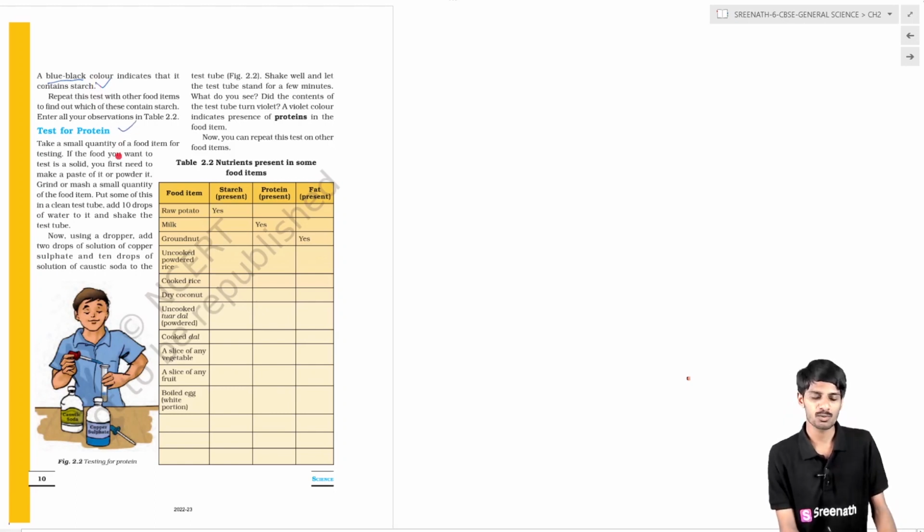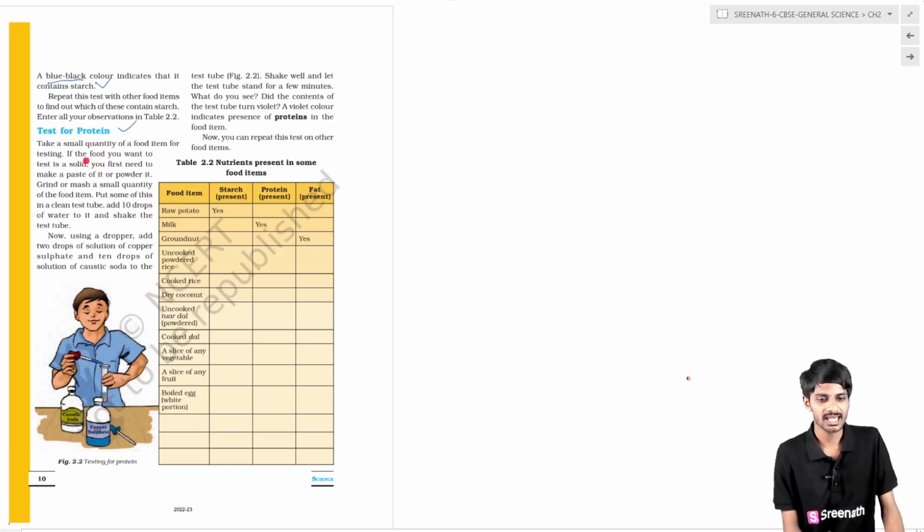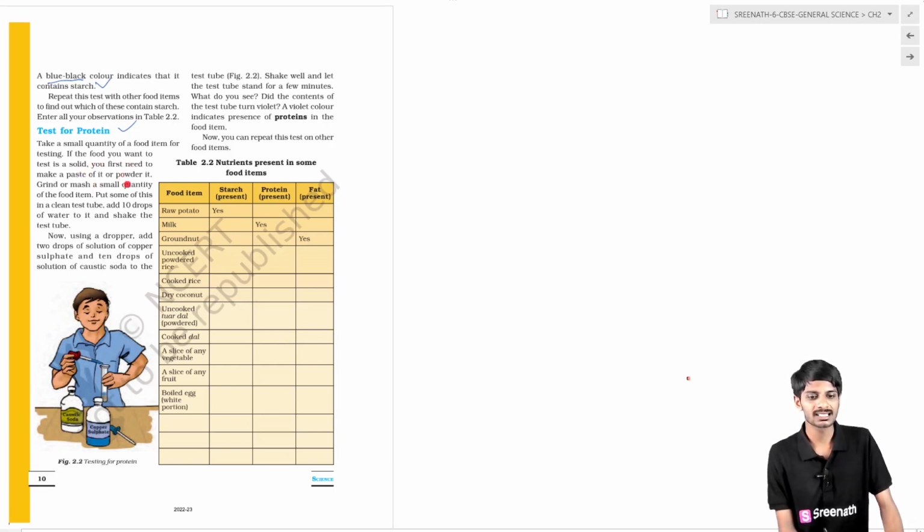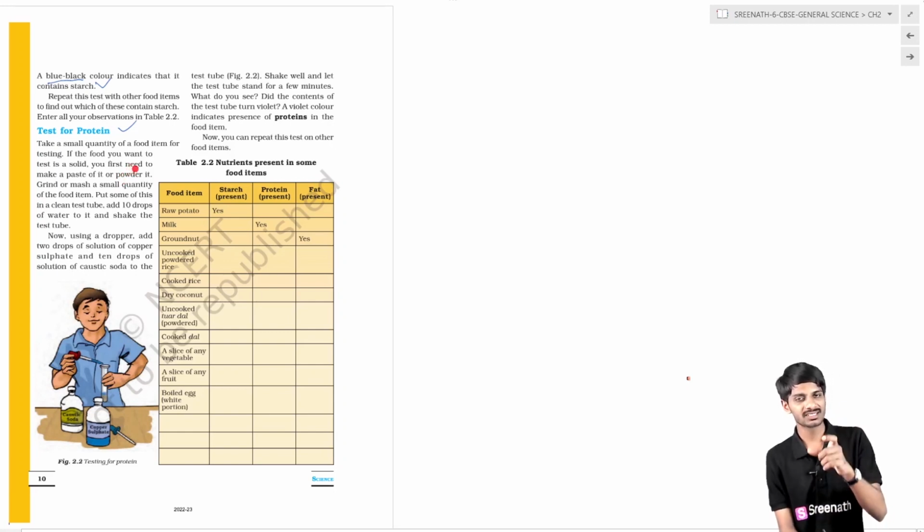Now the test for protein. How will we test for protein? It is somewhat more complicated than the carbohydrates, so no problem, I will help you. At first, take a small quantity of a food item for testing. If the food item you want to test is a solid, you first need to make it a paste or powder it. Smash it and make it a powder.